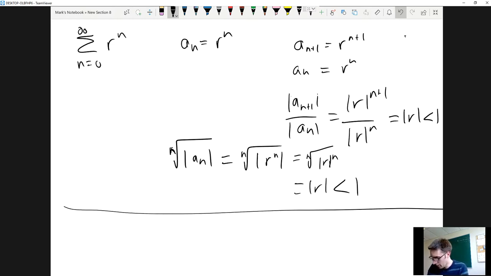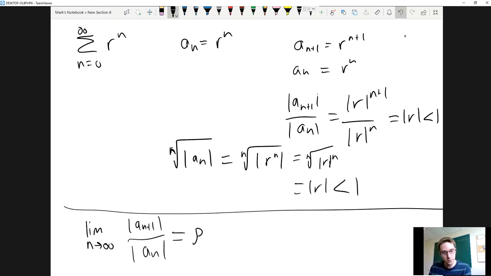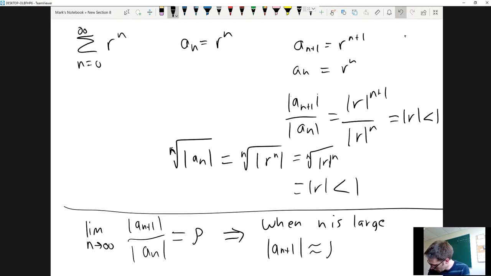And the key insight that we'll have is that if I take the limit as n goes to infinity of the absolute value of a_(n+1) over a_n, and say I get some number rho, then what that means is when n is large, so as n goes to infinity, the (n+1)th term is approximately rho times the nth term. And if every term is just some constant multiple of the previous one, then that means that this behaves like a geometric series. Okay?